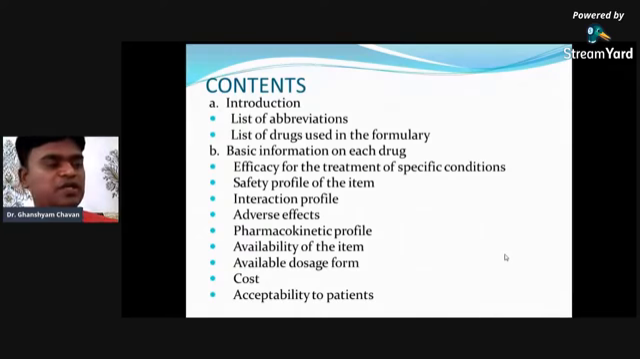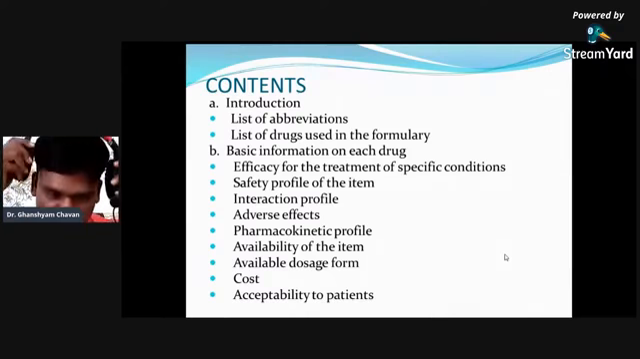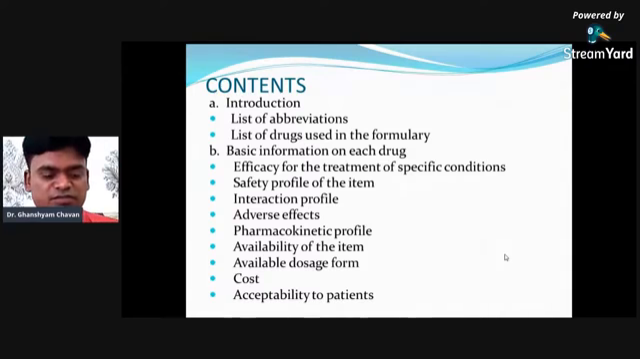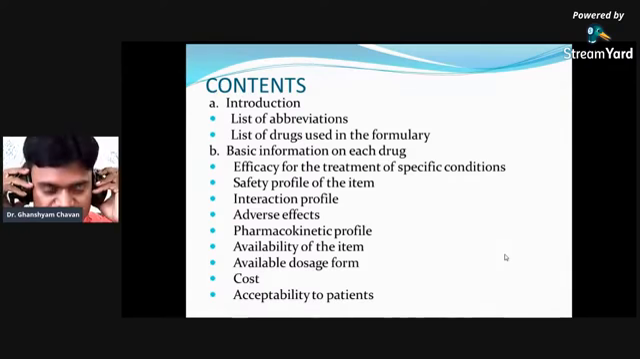Now, bioavailability. In that case, we must know what the bioavailability is. Now, the dosage form. What dosage form are you giving? Whether it is tablet form or capsule form, or it is in elixir form or syrup form, you need to ensure that, and we should select the dosage form out of them.